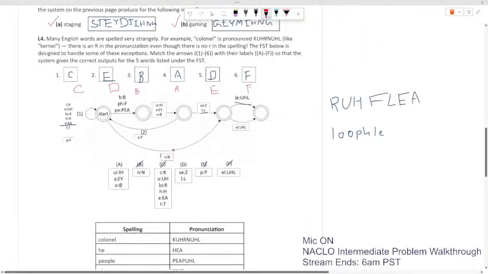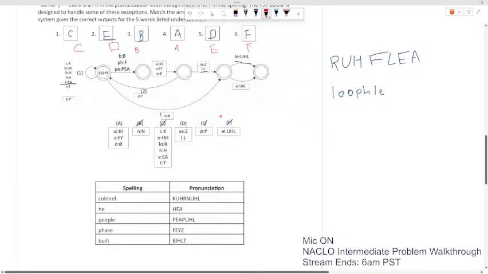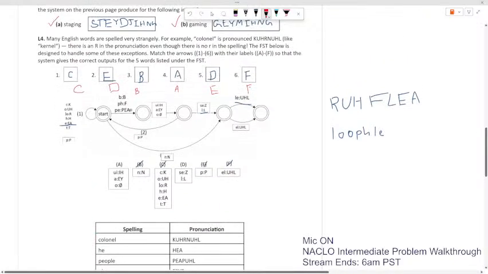It might work for this as well. He, right? H, E, he. And then it just moved to the end. It works for people because I built it off of kernel and people. Built, right? B, U, I, L, and then backtrack to T. Then forward, built.